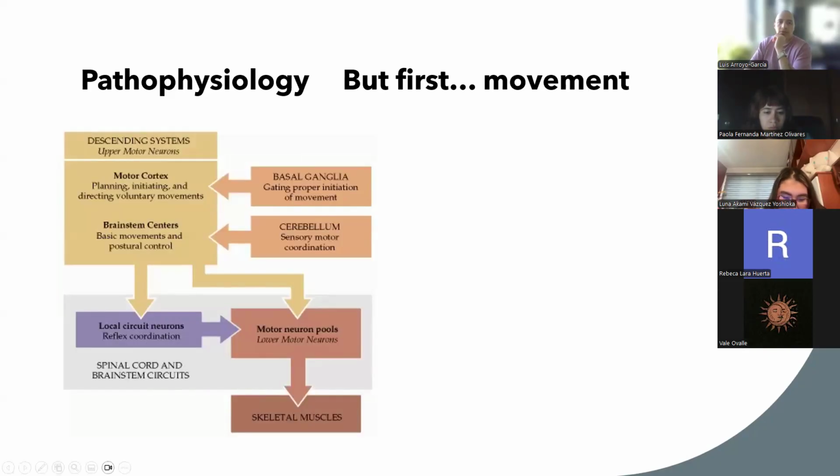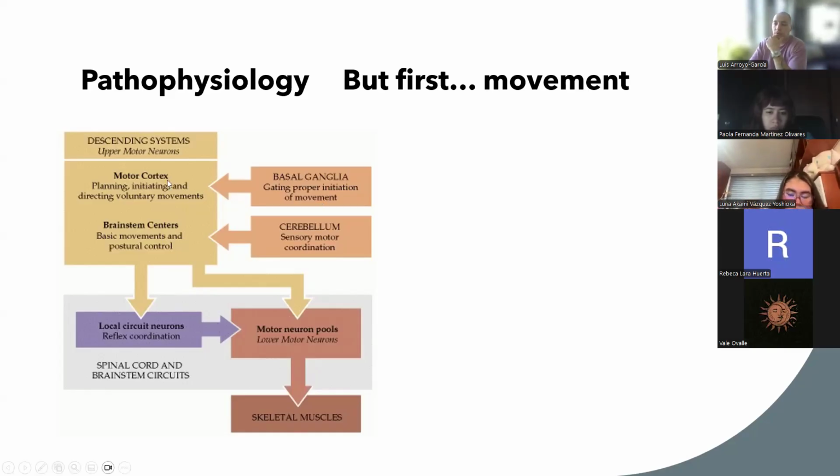So we have something that is called the descending systems. There are the upper motor neurons. And to get a proper initiation of the movement, we need the basal ganglia, okay? So here is the first thing that we are going to link. We need the basal ganglia to get proper initiation of movement.